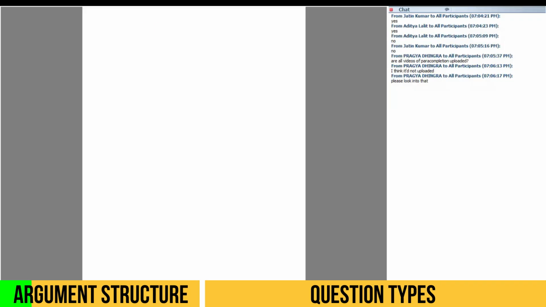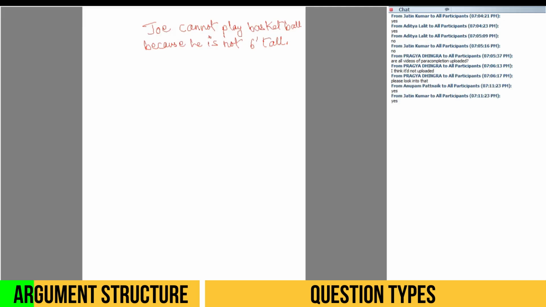If I write something like this, if I say Joe cannot play basketball, because he is not 6 feet tall. Can you see this whiteboard? It says Joe cannot play basketball because he is not 6 feet tall. So when I look at this, I know that the first sentence, that Joe cannot play basketball, is actually a conclusion. This is what I am concluding.